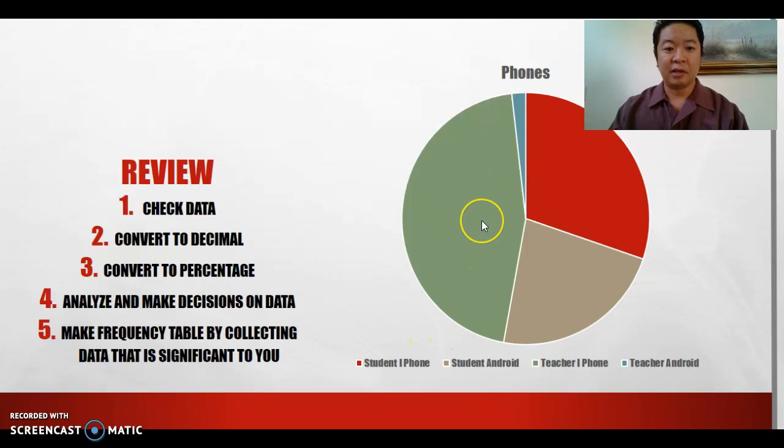And once you do that, you can analyze and make decisions based on the significance that it has for you. And you can represent your data in a pie chart, in a bar graph, however you would like, that makes sense to you. Alright, be creative.